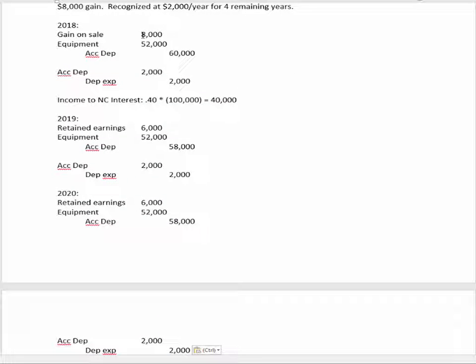Initially in 2018 there was an $8,000 unrealized gain. We recognized 2,000 of it, so we carried forward 6. Carried forward $6,000, recognized 2. Now we're carrying forward 4. The equipment account, again, we debited the equipment for 52, didn't make any other changes. Finally, the accumulated depreciation, in 2019 we credited it for 58, debited it for 2, so we're carrying forward 56.